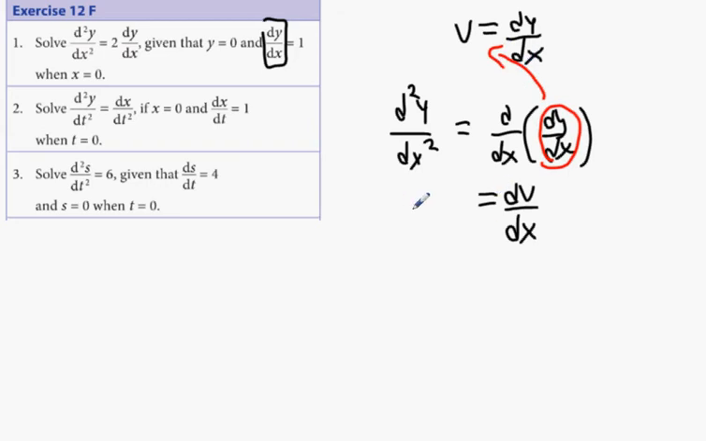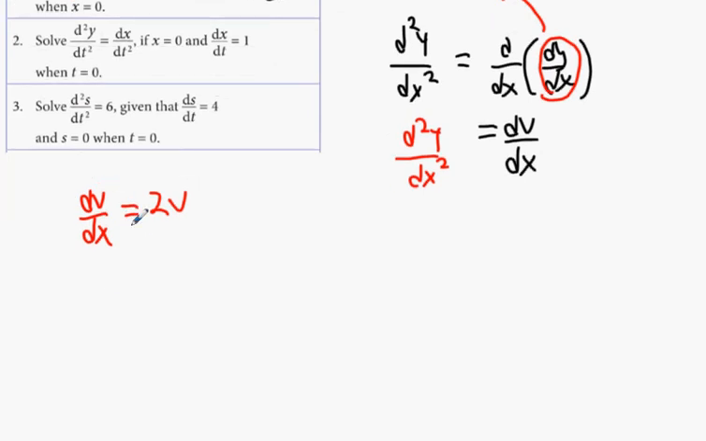So the second derivative, will somebody close that door? The second derivative is dv/dx. Everybody cool with that? So we can now rewrite this as dv/dx is the second derivative. So that part is done, equals 2 times v. Okay, what happens next, guys?